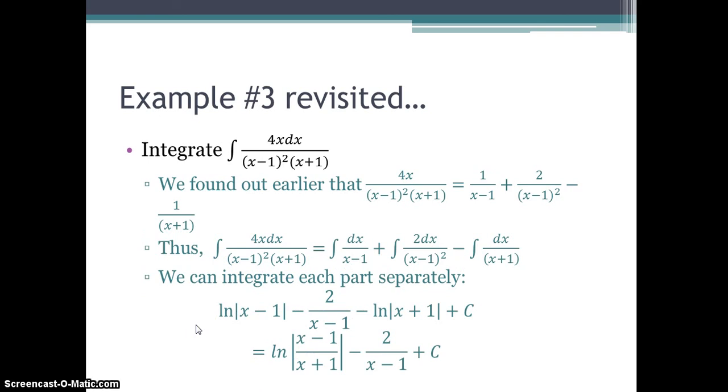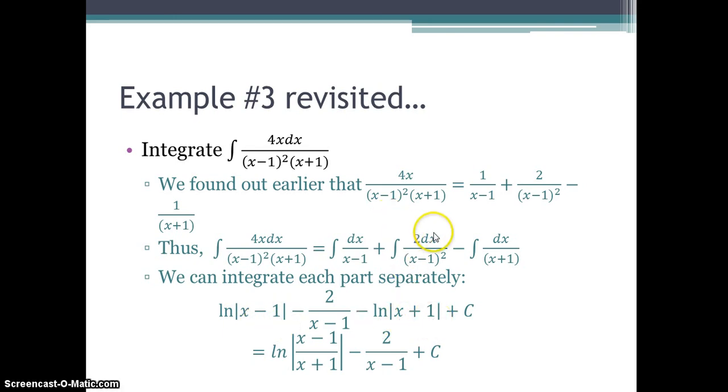Example 3 revisited. We want to integrate 4x dx over (x minus 1) squared times (x plus 1). We already found out how to decompose that. And so when we integrate, we're going to integrate dx over x minus 1 plus 2 dx over (x minus 1) squared minus dx over x plus 1. The first and the last integrals will involve a natural log of the absolute value of x minus 1 minus natural log of the absolute value of x plus 1.